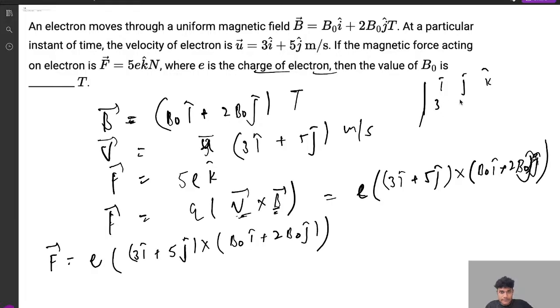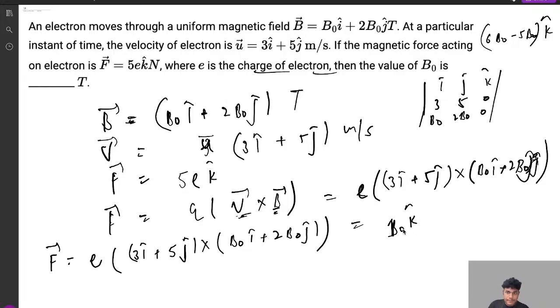That is 3, 5, 0 and B naught, 2 B naught, 0. For K it is 6 B naught minus 5 B naught, in the K cap. So the product will give B naught in the K cap. Understand? Here we get B naught K cap as the direction of the cross product.